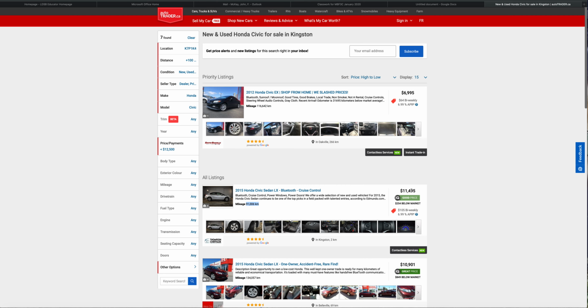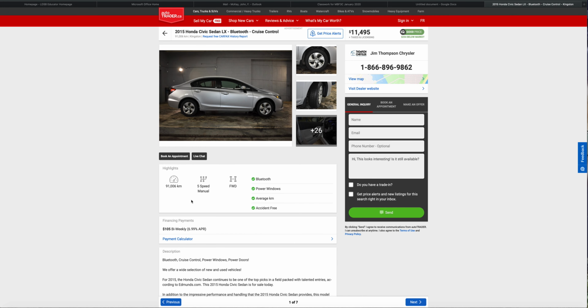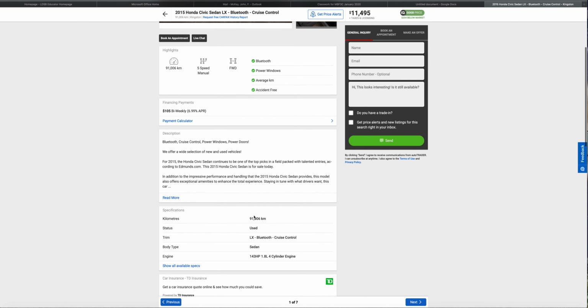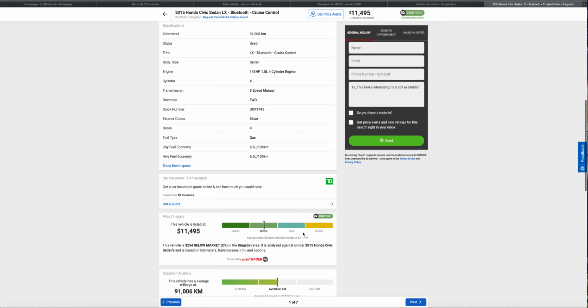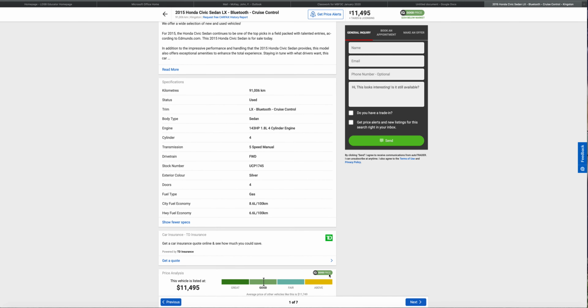So what I want you guys to do, and you can see here there's a private seller, is let's just click on this one, 2015. Now it's going to give you a whole bunch of information. It's got manual, front wheel drive, 91,000, all this stuff. But for the purposes of what you're doing, we're trying to come up with how much it's going to cost us. So if we go back to our table here, sometimes it's not here, so you're going to have to Google it.